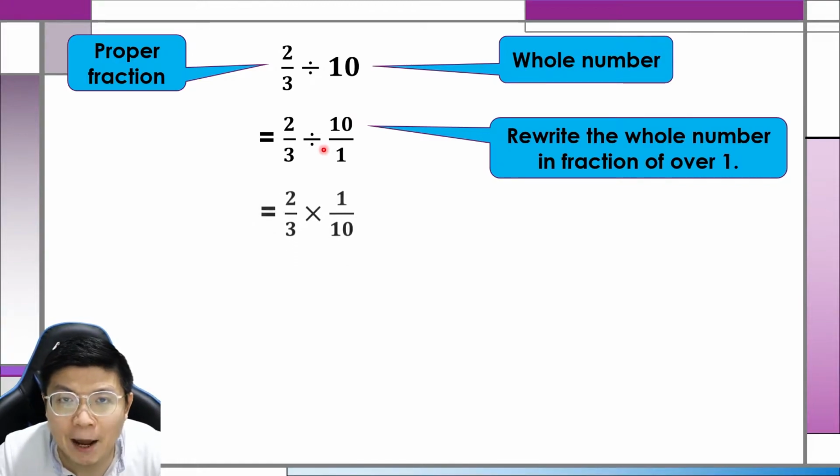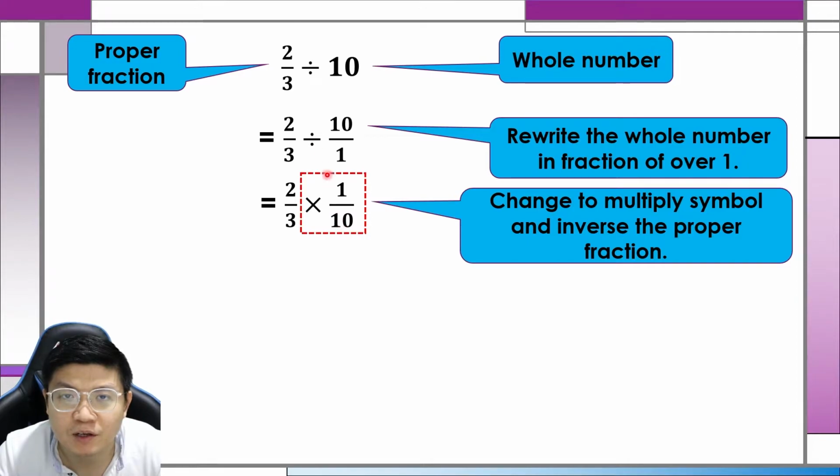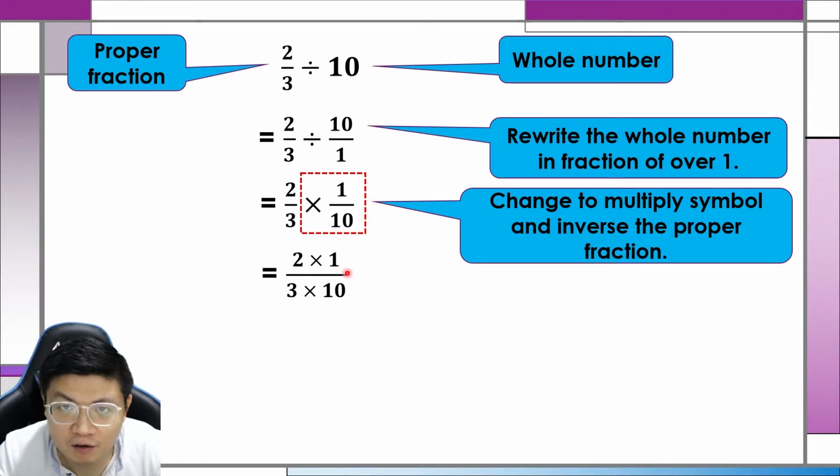So the next step, change the divide into times and we inverse the fraction here. So 10 over 1 after you inverse becomes 1 over 10, right? Third step, 2 times 1 over 3 times 10. So try to simplify the numbers. You found it? Yes, it's actually 2 and 10. You can simplify with 2.